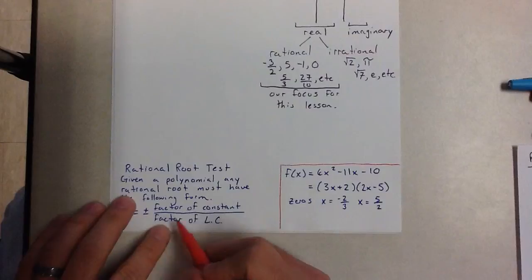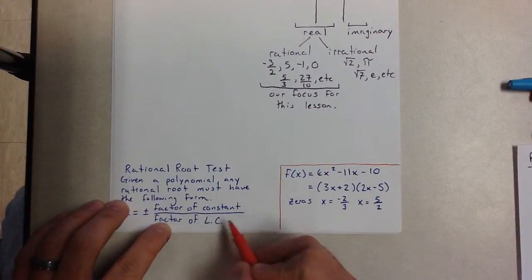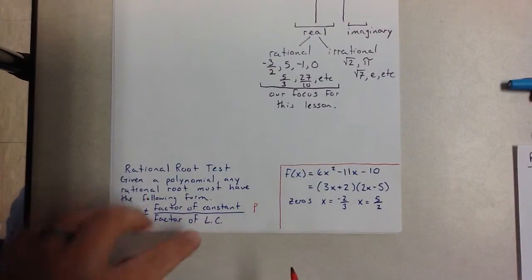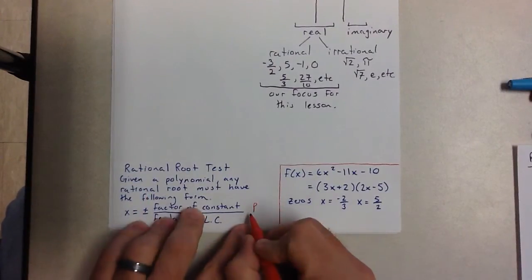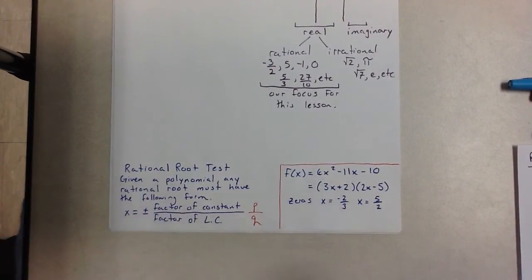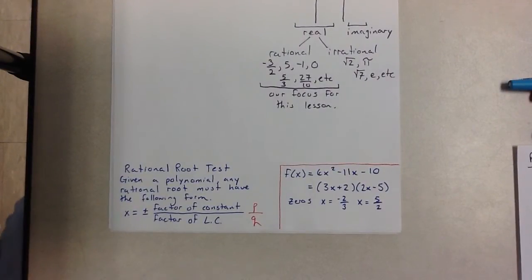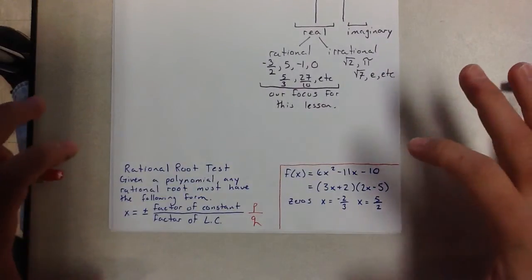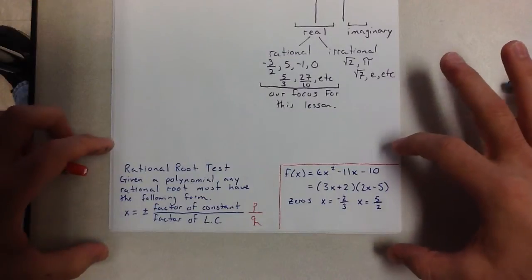Just so we're not writing factor of constant, factor of leading coefficient every single time, we're going to utilize P for factors of the constant and Q for factors of the leading coefficient. This is just what our textbook uses, I believe. I think we could have used any letter, but P and Q is what we're going to be using here. So let's test this out with this knowledge, this understanding.